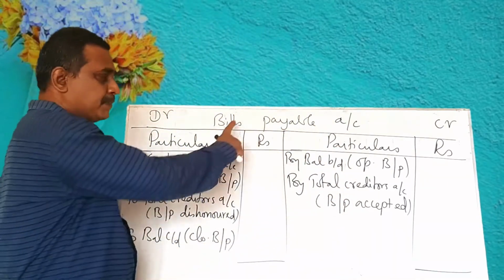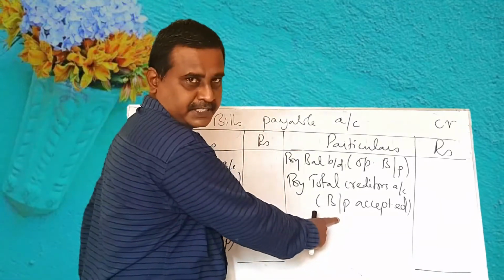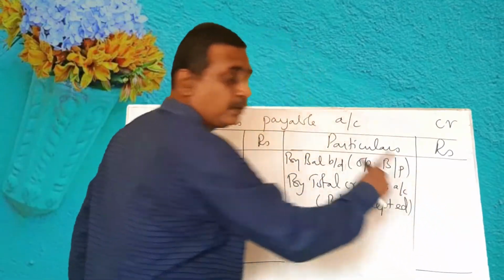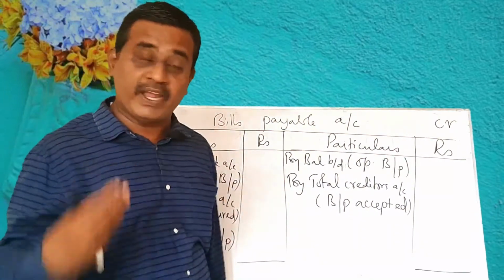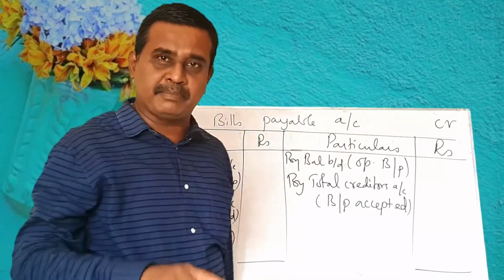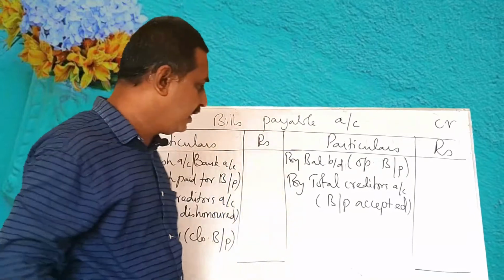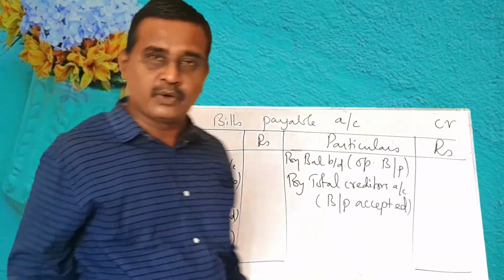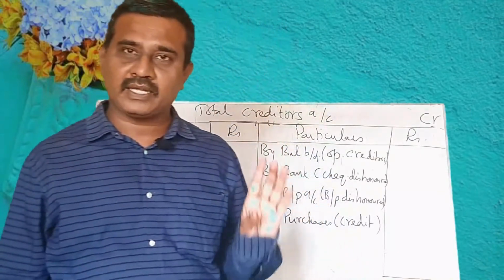Why do we prepare this bills payable account? In order to find out for how much amount bills have been accepted. Remember, my dear students, this amount should be taken to the total creditors account. In most cases, students fail to take this amount to the total creditors account. That is why they make mistakes and they could not get the correct answers. You should not do that. Remember, this amount should be taken to total creditors account. Hope you have understood this one. Now, why do we prepare this total creditors account?